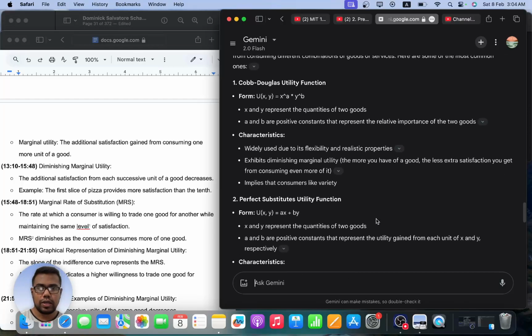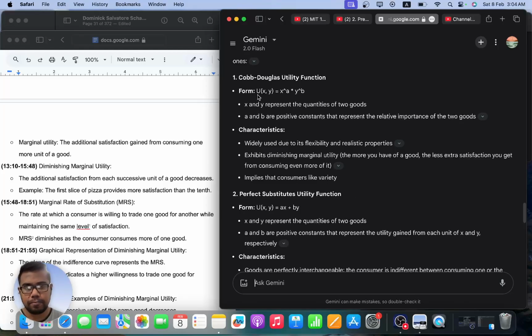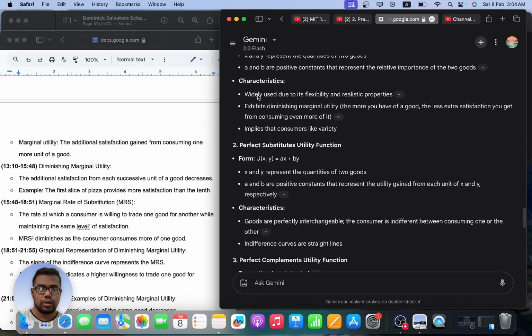So the first one is Cobb-Douglas. In Cobb-Douglas, utility comes from x and y, two variables. So it's basically x to the power a times y to the power b. What would that be? x and y are the quantities of two goods, a and b are positive constants that represent the relative importance of the two goods. Widely used due to flexibility and realistic properties, it exhibits diminishing marginal utility. The more you have of good A, the less extra satisfaction you get from consuming even more of it. It implies that consumers like variety.